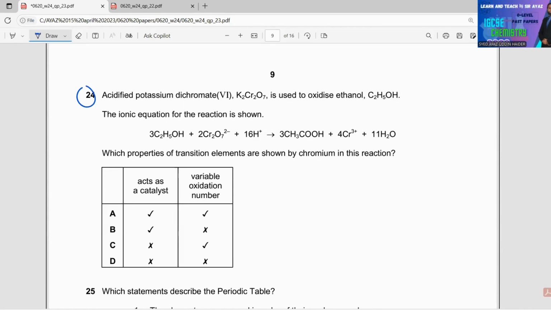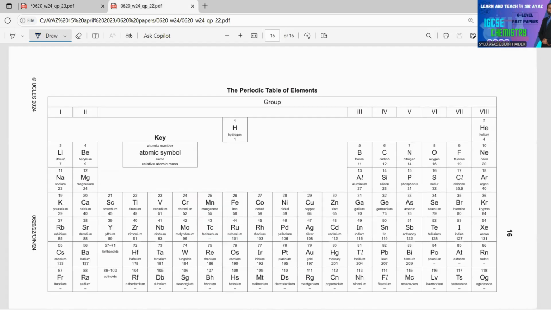24. Acidified potassium dichromate, K2Cr2O7, is used to oxidize ethanol. The ionic equation for the reaction is shown. Which properties of transition elements are shown by chromium in this reaction? So we are having transition elements here, between group 2 and 3. Transition elements. And here's chromium.